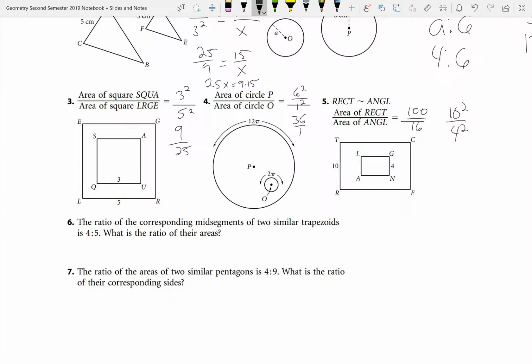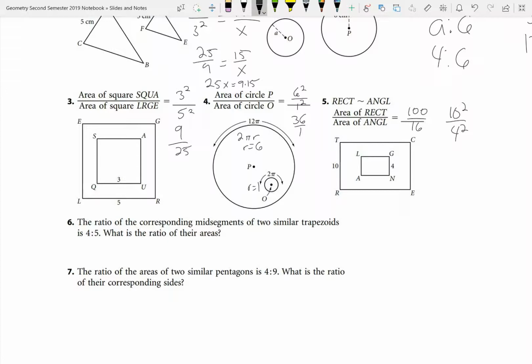Right? And number 4, how did I get 6 to 1? Well, the circumference is 12 pi and 2 pi, right? I know circumference is 2 pi r. So the radius is 6 for this one, and the radius is 1 for that one. So the ratio of the radii is 6 to 1. Now you could just go 12 pi divided by 2 pi, and you would still get 12 to 2, or 6 to 1 as well.